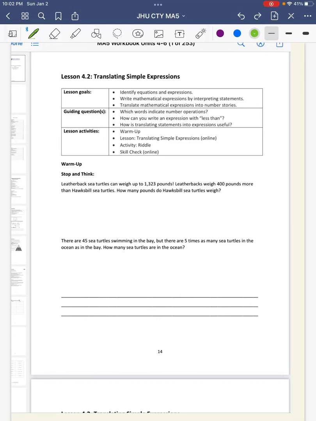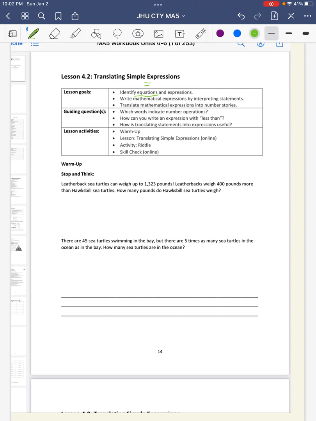Alright guys, here we are for lesson 4.2. So we just finished working in the order of operations. Now we're going to go into translating simple expressions. So our lesson goals for this lesson are to identify equations and expressions. And equations kind of sounds like equals. That's because equations have equal signs in them and expressions do not.